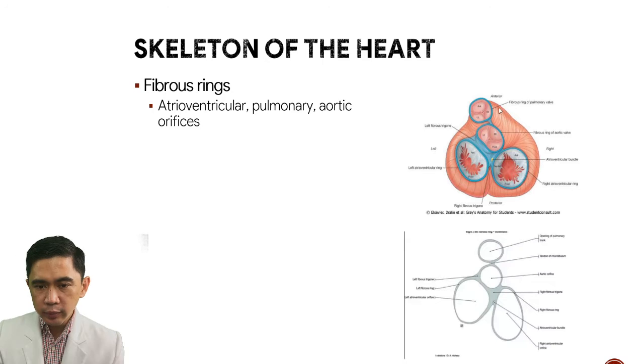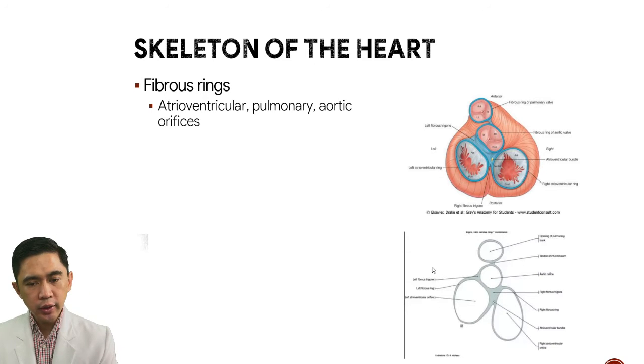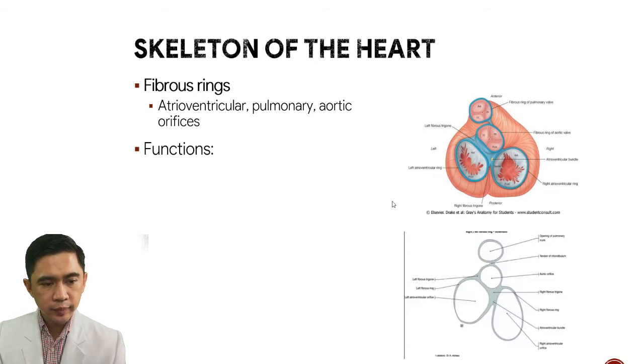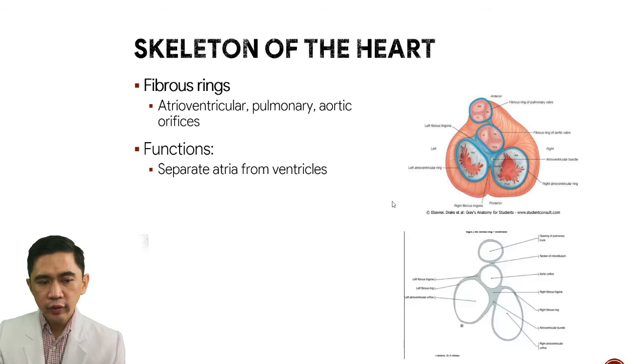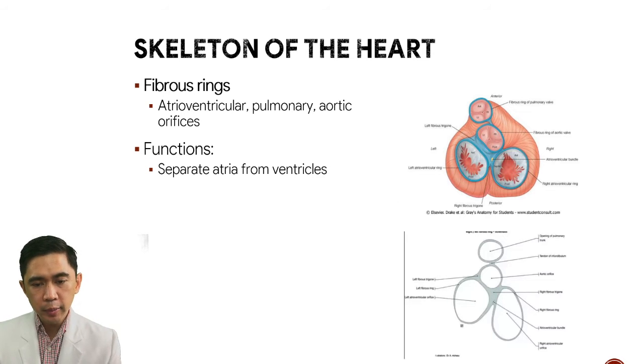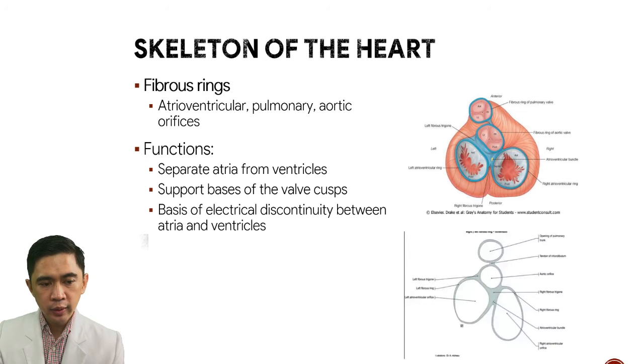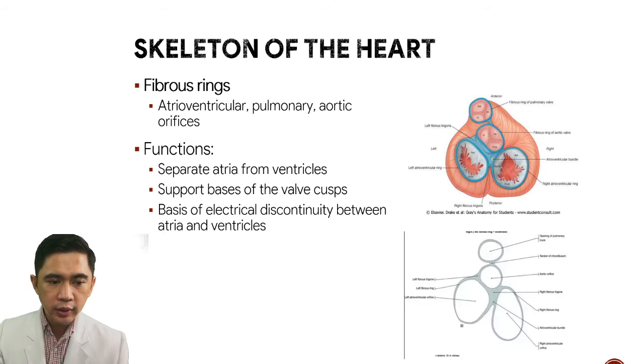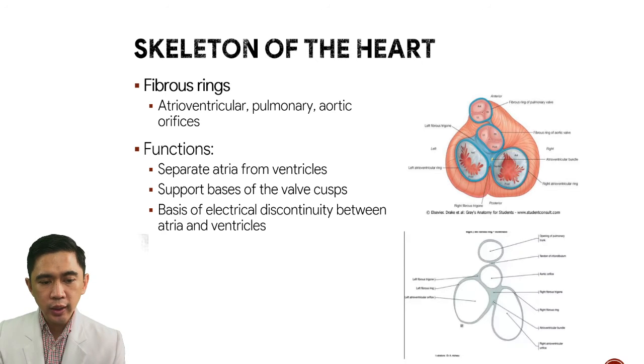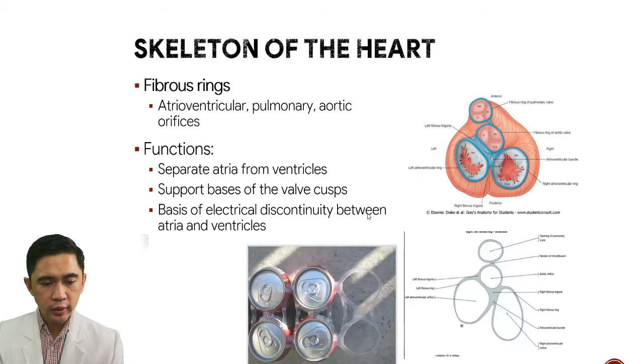And if you have to remove everything else, remove the muscles, the valves, you will have this one. These are fibrous rings. It is sturdy enough to support the valves. And the functions of it are the following. It separates the atria from the ventricles. It supports the bases of the valve cusp. It also serves as a basis of electrical discontinuity between atria and the ventricles.